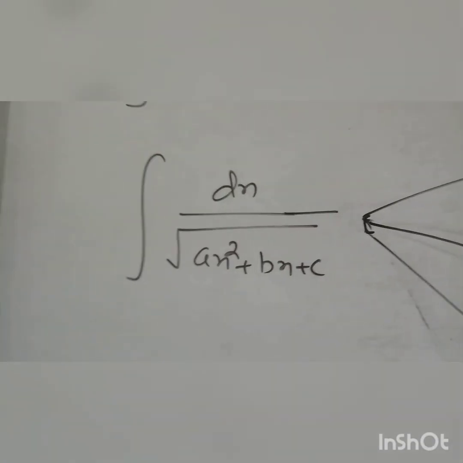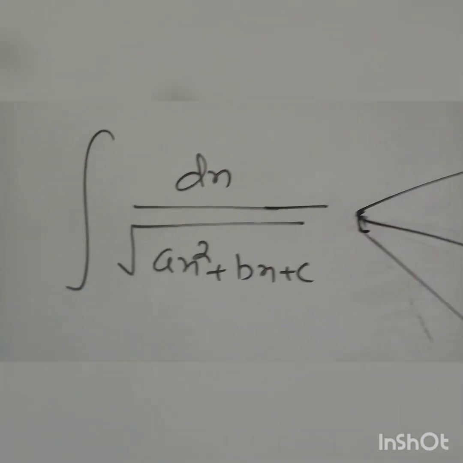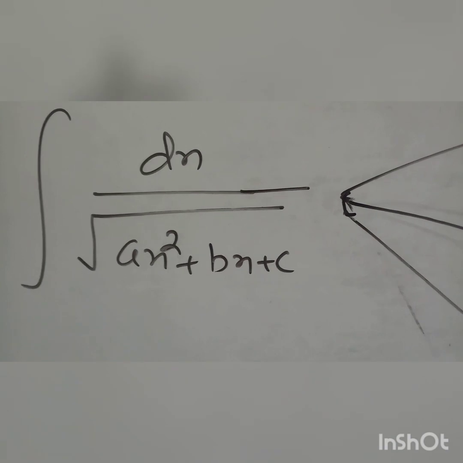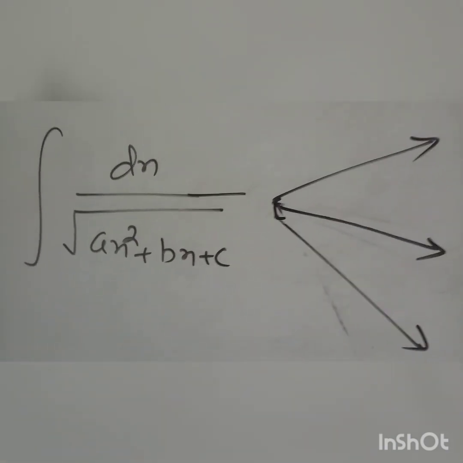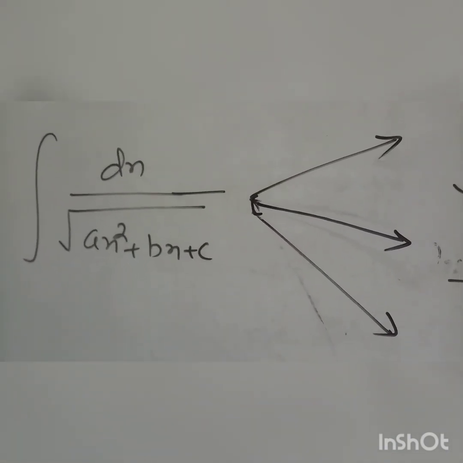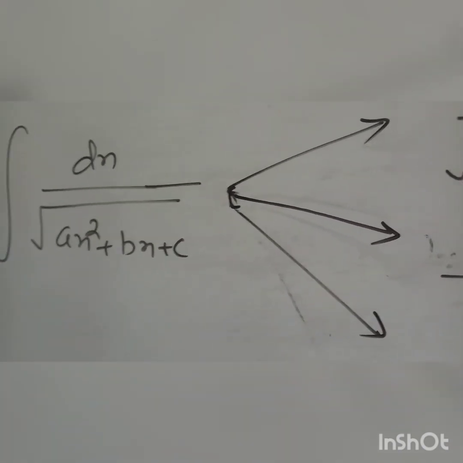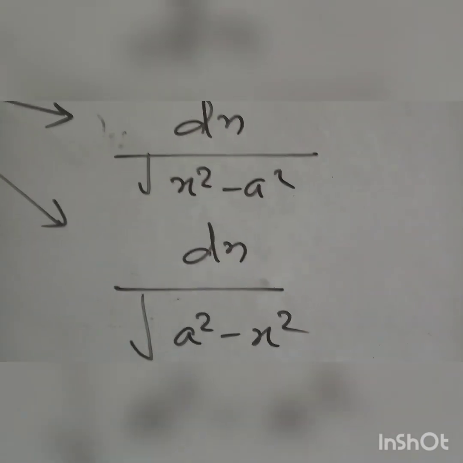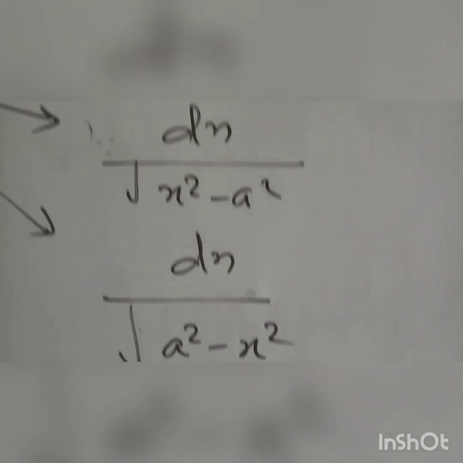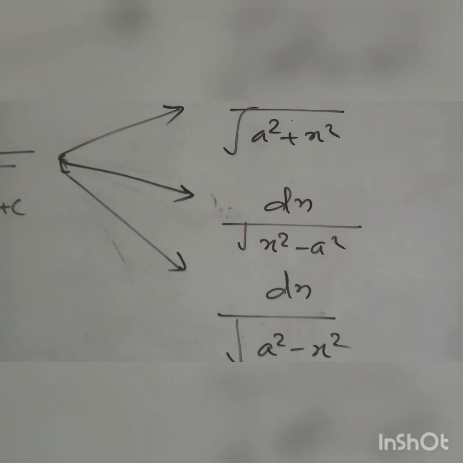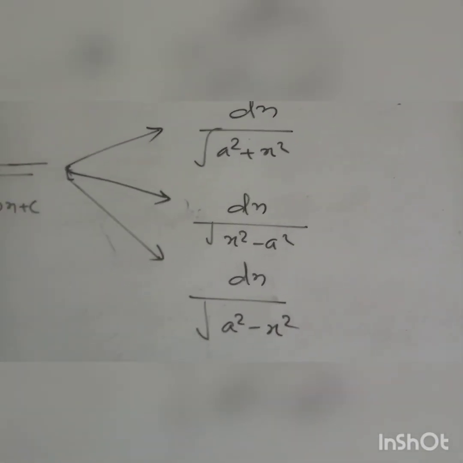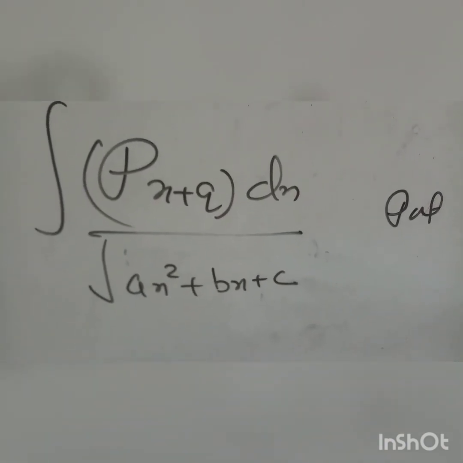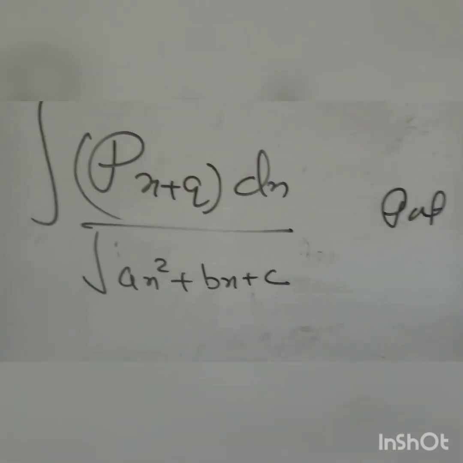The third type of question in the previous section is the integral dx by root of x² + bx + c. We discussed that we have to split the function inside the square root as either a² + x², or x² − a², or a² − x², and apply the standard result that we discussed. And the last type is the integral of (px + q) dx by root of ax² + bx + c.